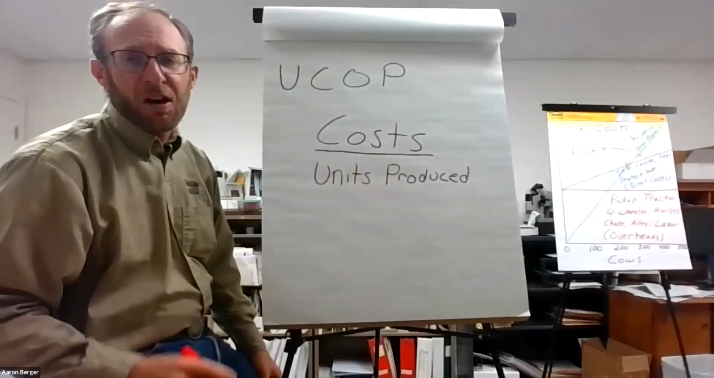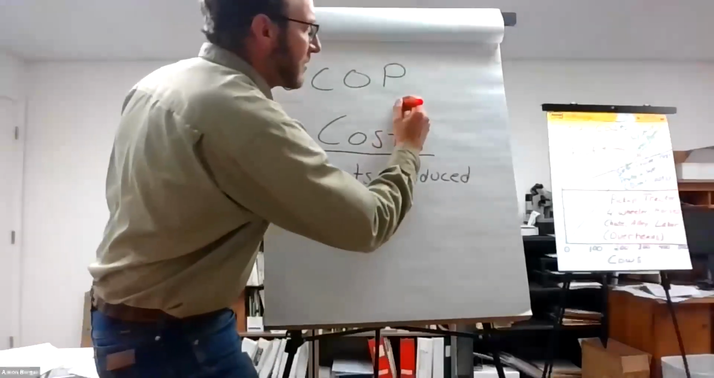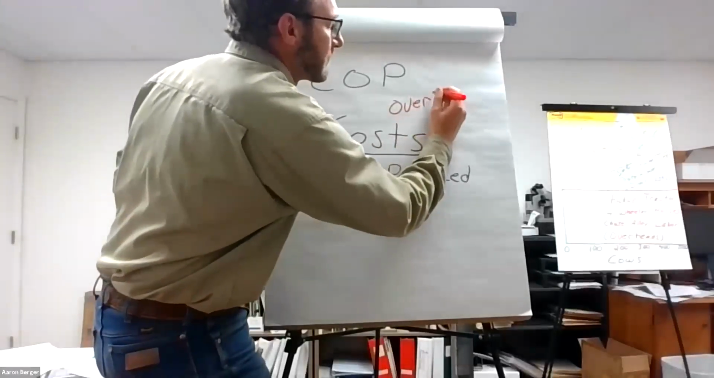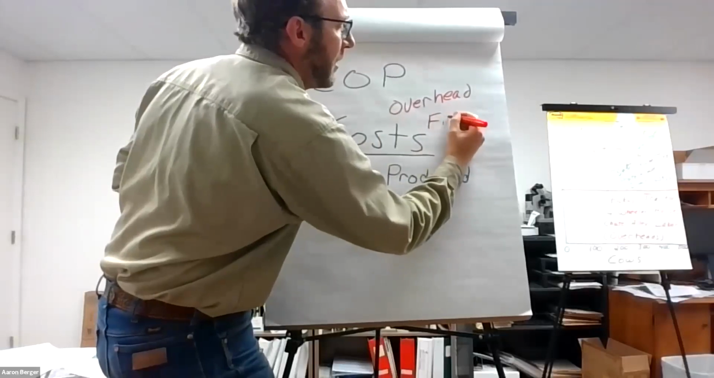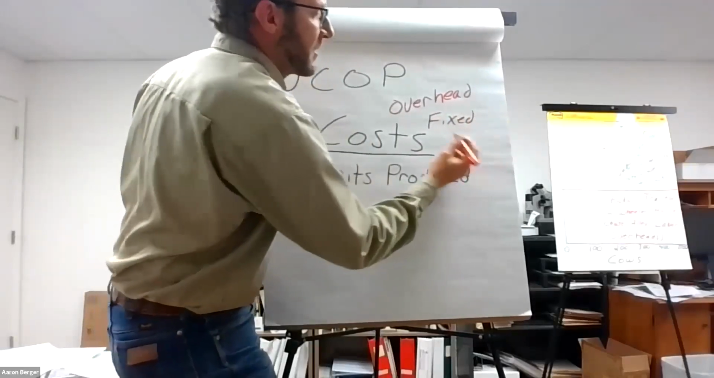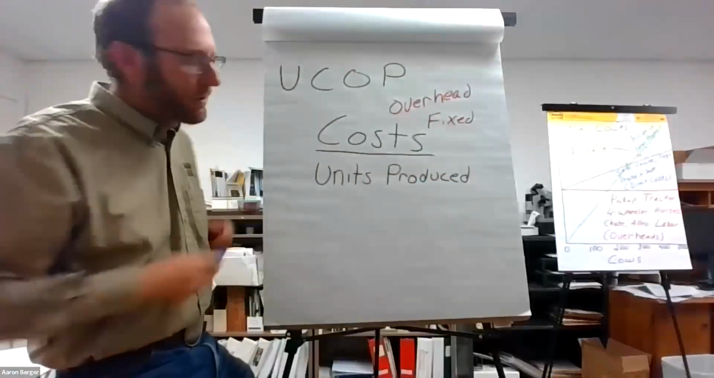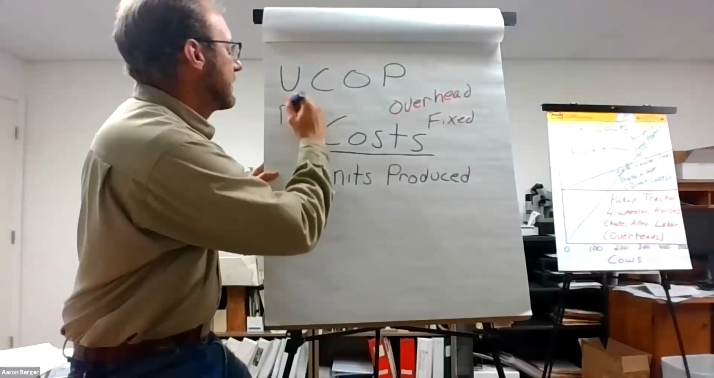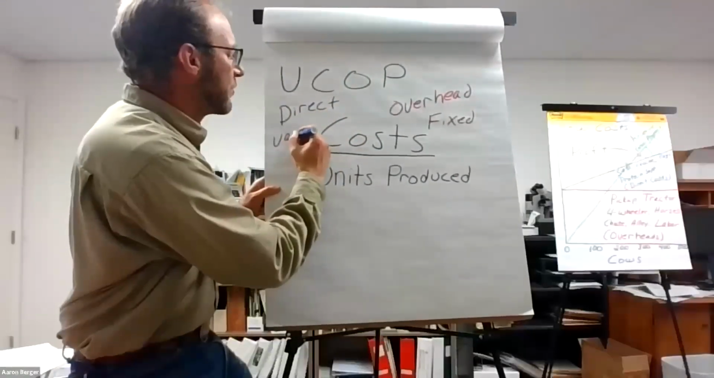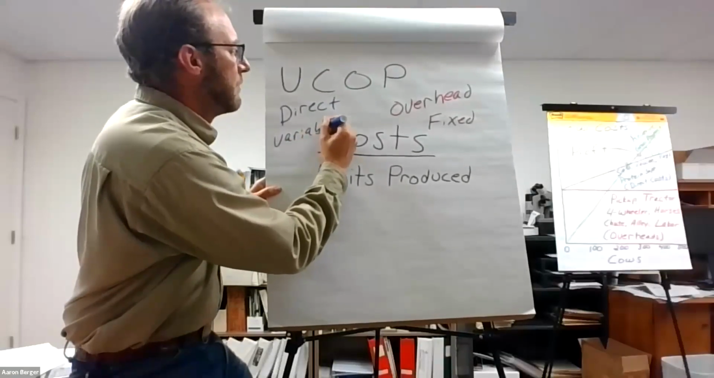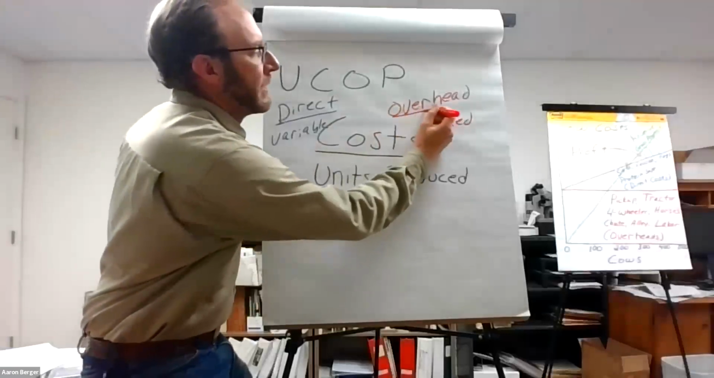But let's talk about the cost in the numerator. And I like to break it down into two costs. I like to break it down into overhead costs. Some folks like to call this fixed cost, and I'll explain later. Fixed cost is not my preference, but overhead cost. And then another cost we have is what I would call direct cost. If you've been in economics before, sometimes you hear this called variable costs. But for tonight, we're going to talk about direct costs and overhead costs.